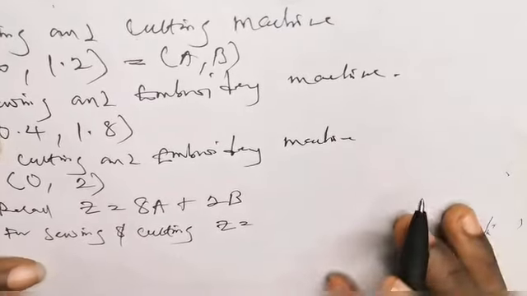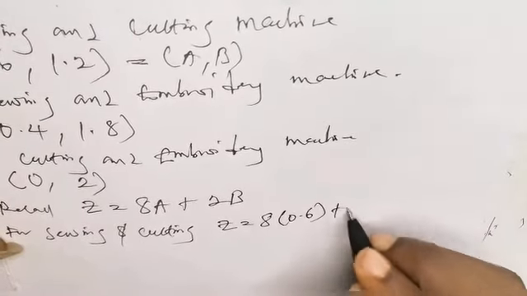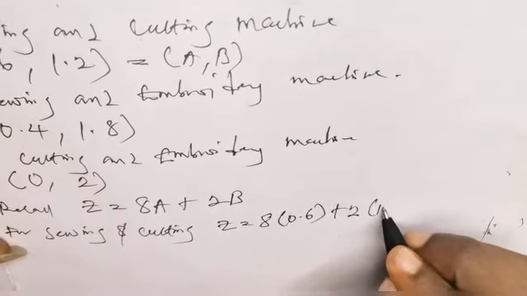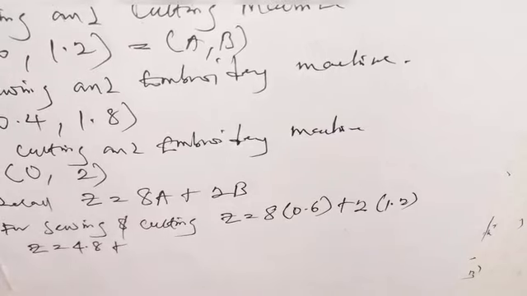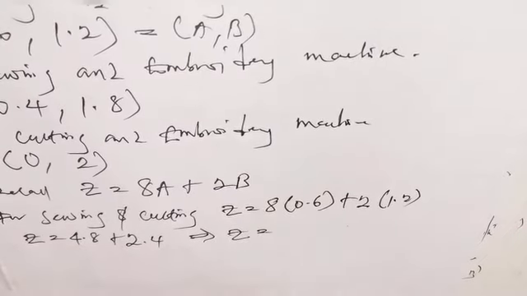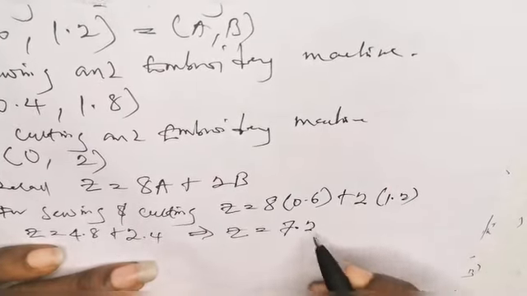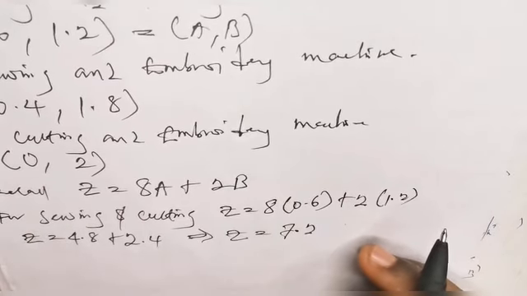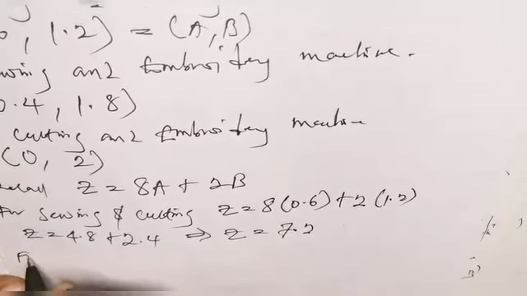So for sewing and cutting, z is equal to 8a plus 2b, and a gave us 0.6 and b gave us 1.2. So 8 times 0.6 gives us 4.8, plus 2 times 1.2, that's 2.4. So z is equal to 4.8 plus 2.4, which gives us 7.2. So for the intersection between the sewing machine and the cutting machine, we had our profit margin to be 7.2.